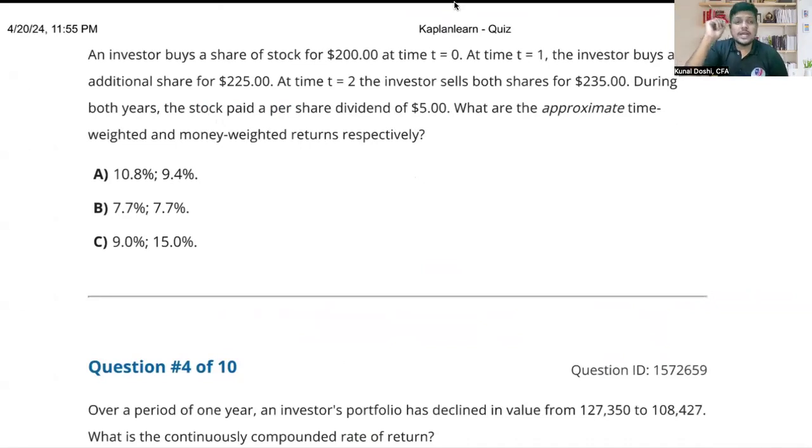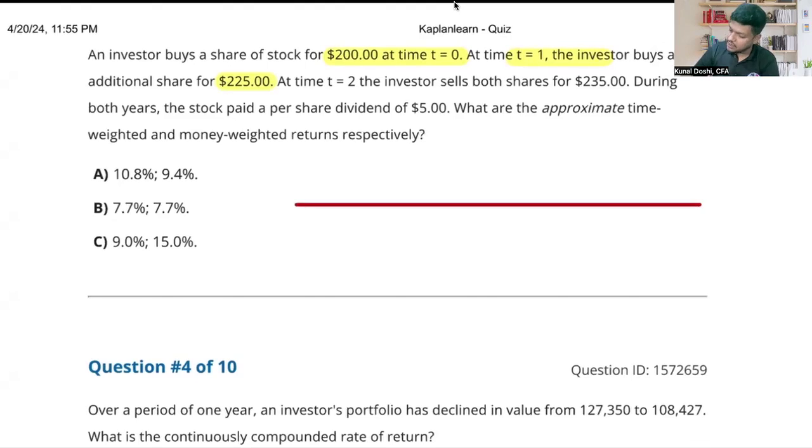So while you read the question, or I read the question, see to it that you understand what they are asking. Here an investor buys a stock for 200 at time 0. At time 1, the investor buys additional stock for 225. Whenever there is multiple period information, what I love the most is a timeline. I'm going to teach the timeline when I go to the next topic, but since there are multiple cash flows, it's always better to have a timeline. So here at the beginning, at time 0, you bought one stock at 200.